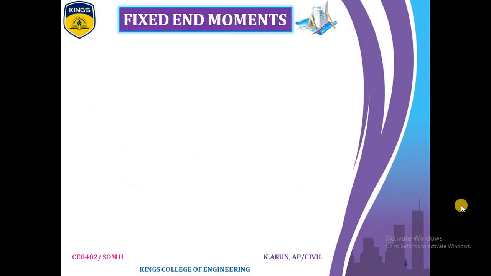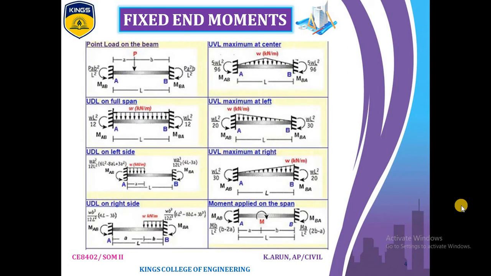For analyzing a fixed beam, we need to calculate the fixed end moments. We can see in this image, based upon the different types of loads and the position of the loads, there are various fixed end moment formulas. In this first image, for a point load acting at a distance of A meter from the left end and B meter from the right end, the formula is PAB square by L square. Since the load is mentioned as P, in the formula they have mentioned PAB square by L square. Generally, we will be using the notation WAB square by L square. And then for MBA, it is WA square B by L square.